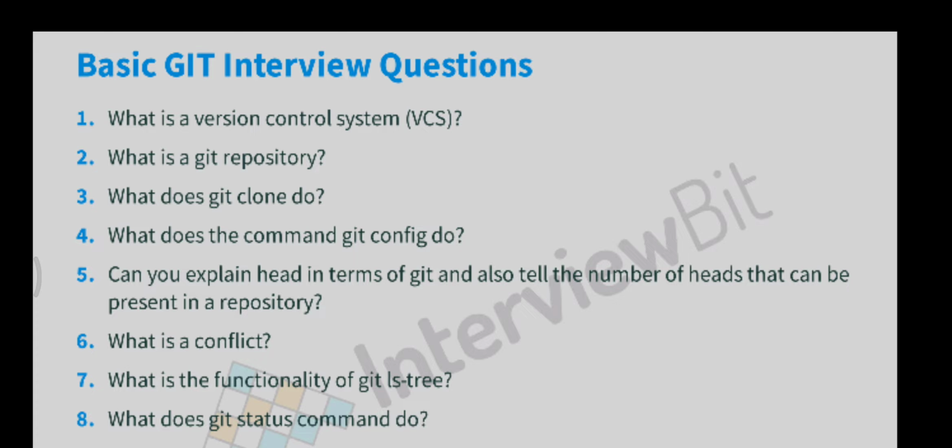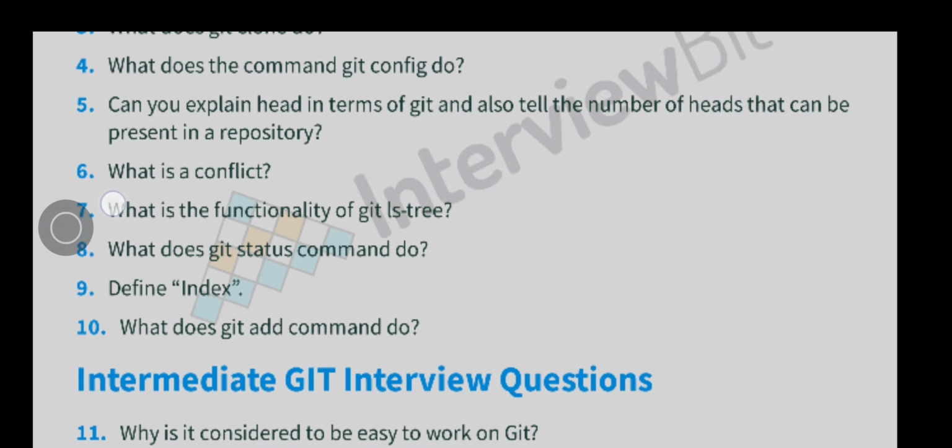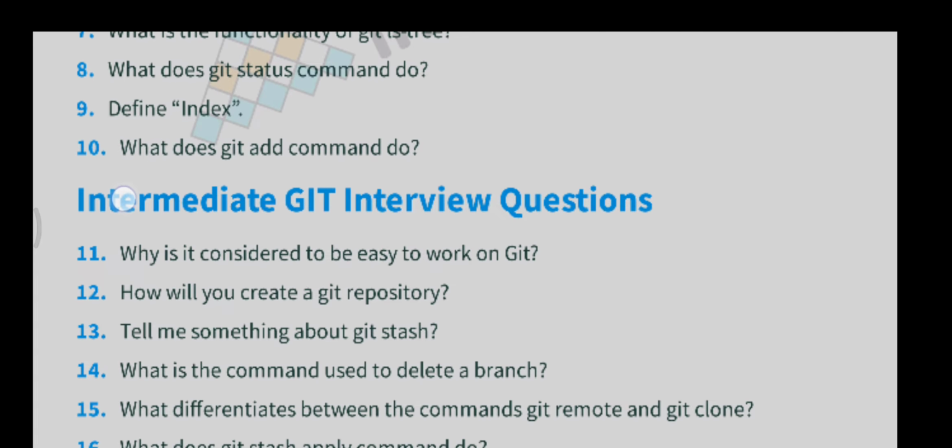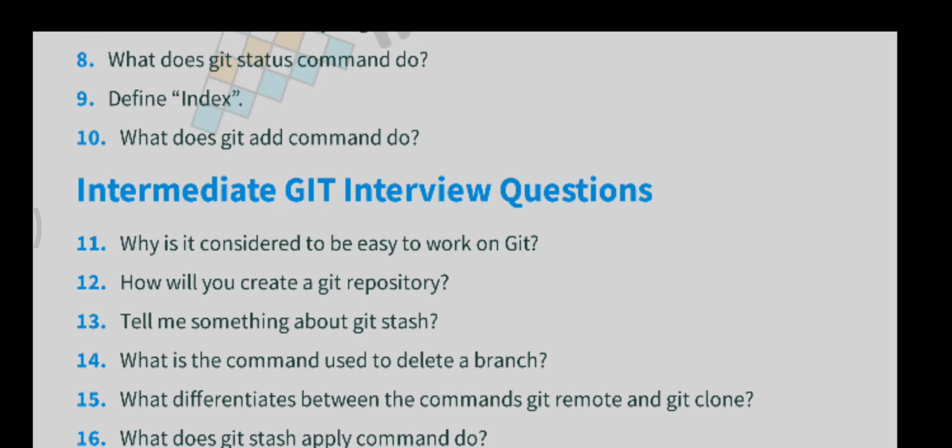in a repository? What is a conflict? What is the functionality of Git ls tree? What does git status command do? Define index. What does git add command do?